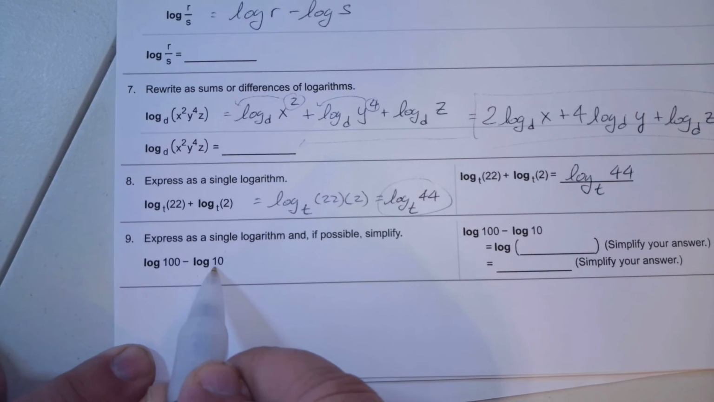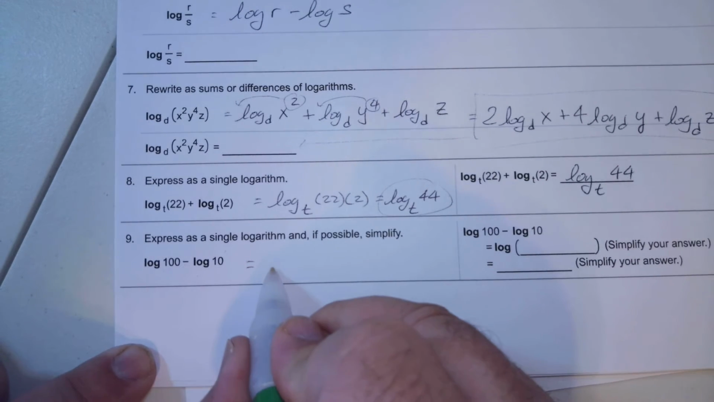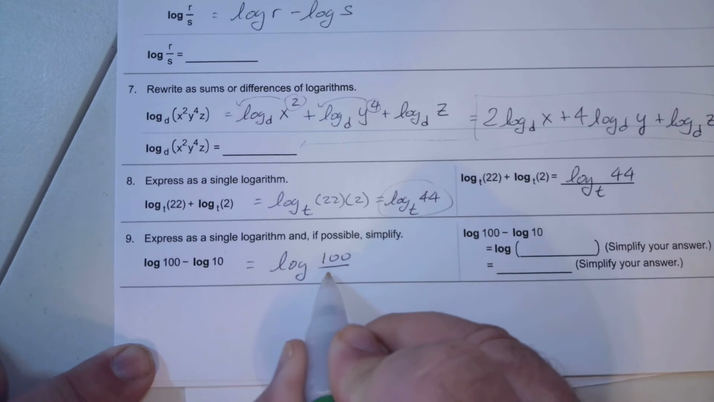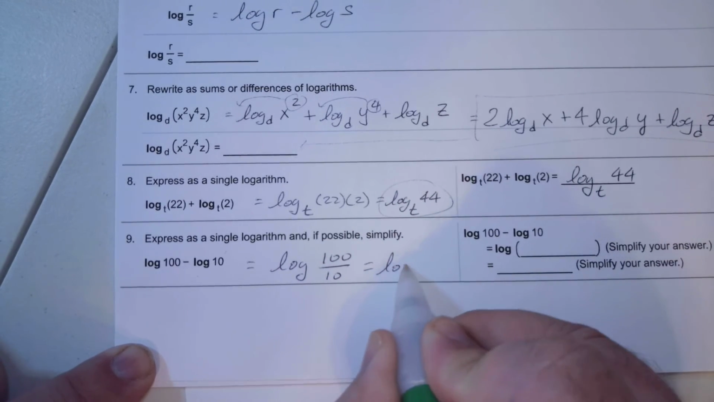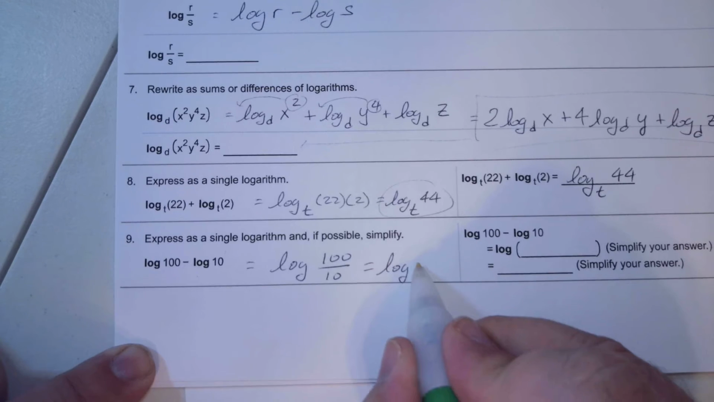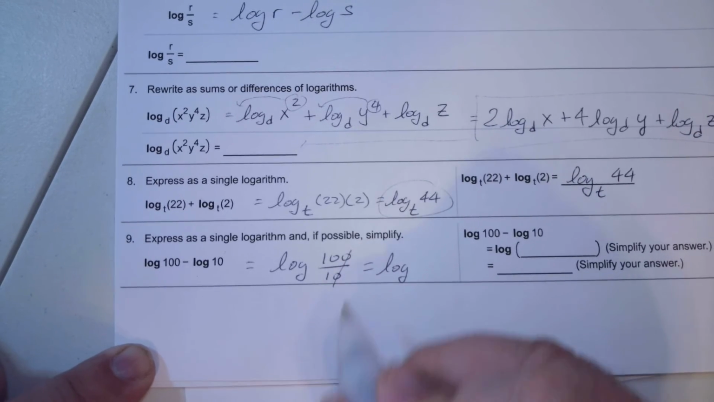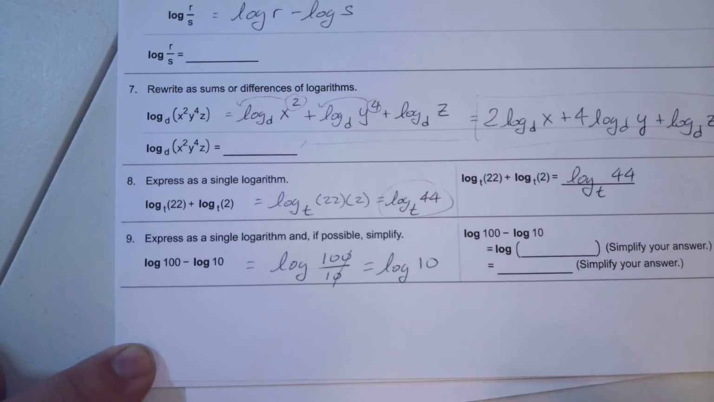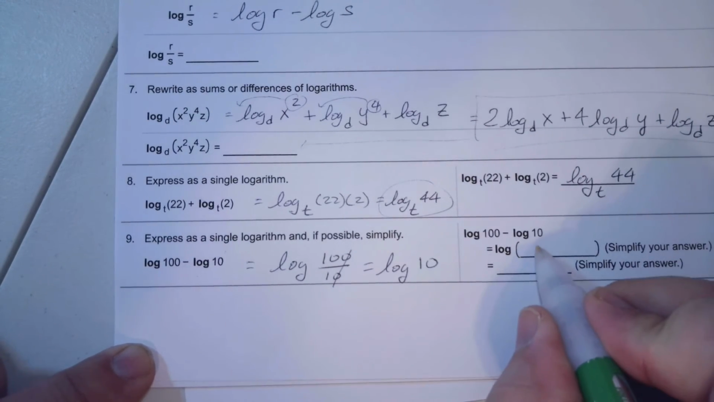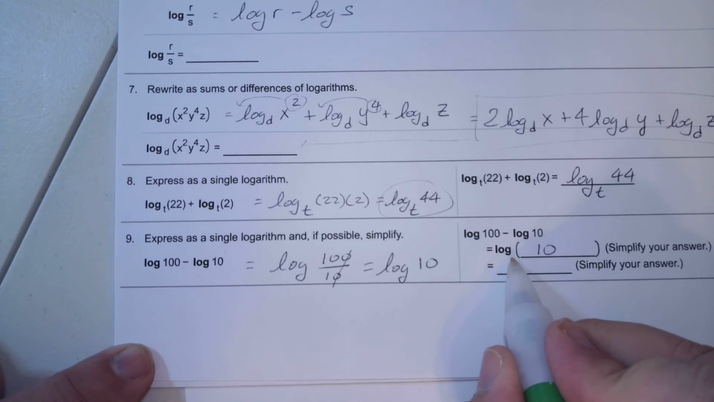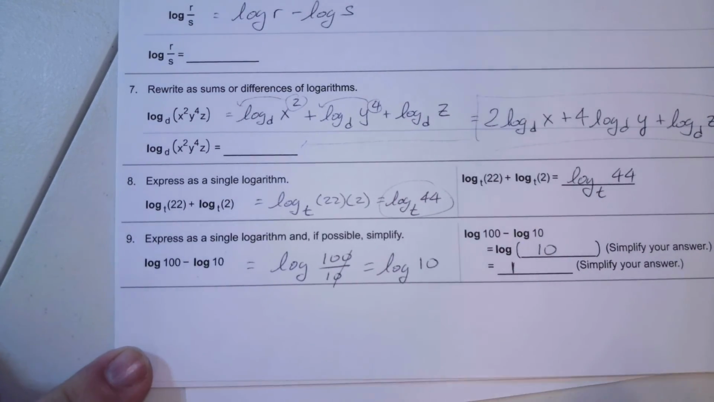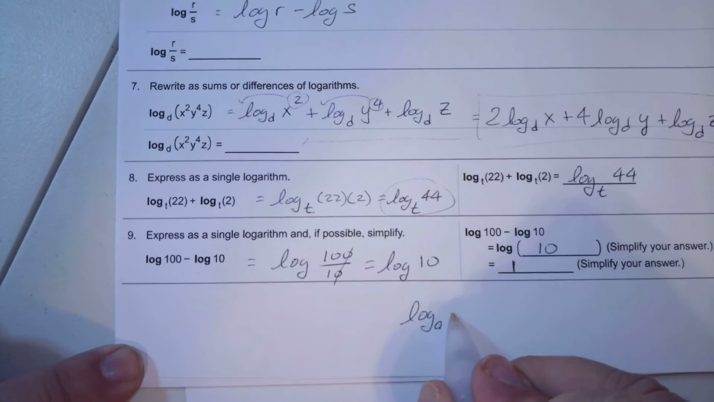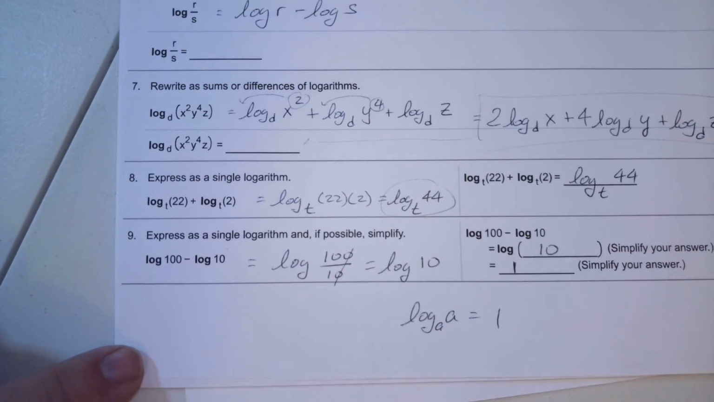Expressed as a single. Okay. Subtraction. They're the same bases. They're both common logs. So I could take the first one divided by the second one: 100 divided by 10. They cancel a zero, so it's just 10. So this is log of 10. Since it's log base 10 of 10, the answer is 1. Remember, anytime you have the same base as the number, it equals 1.